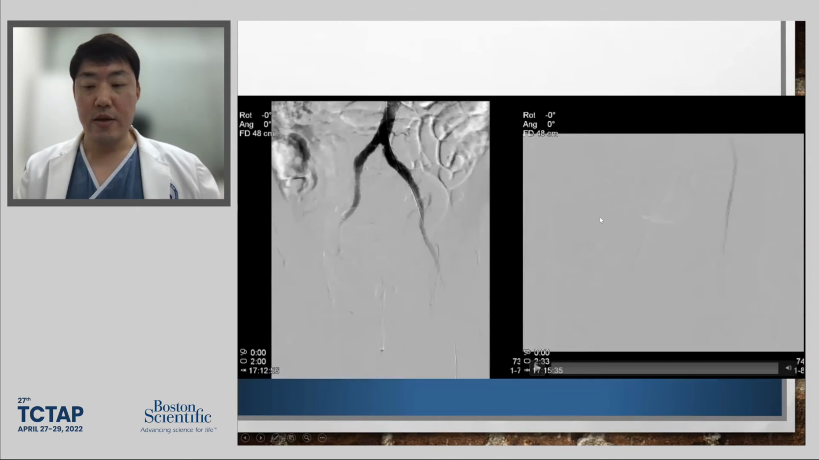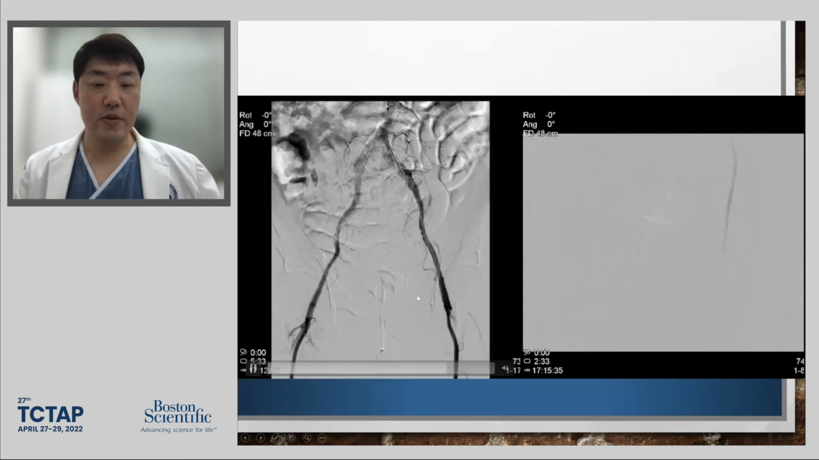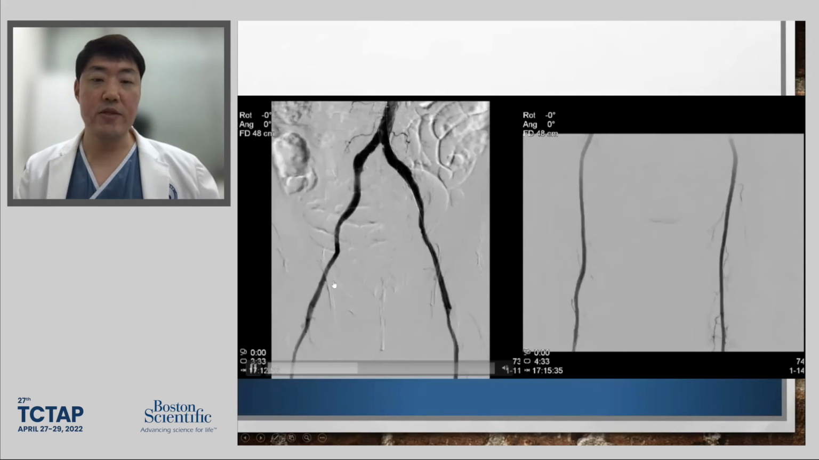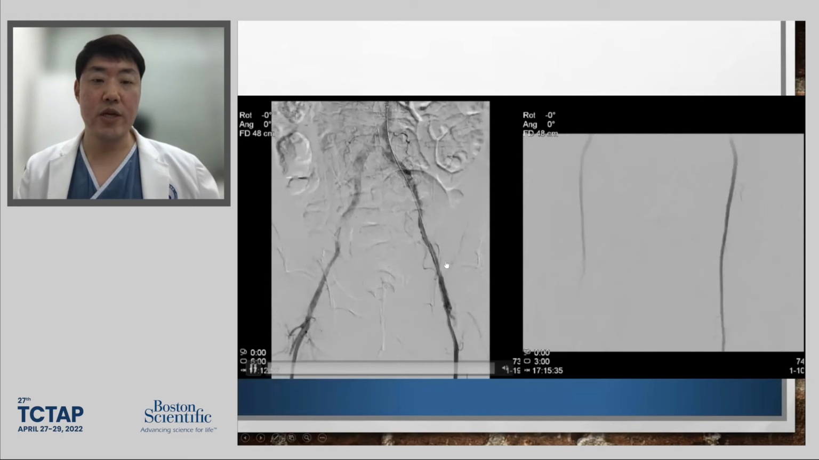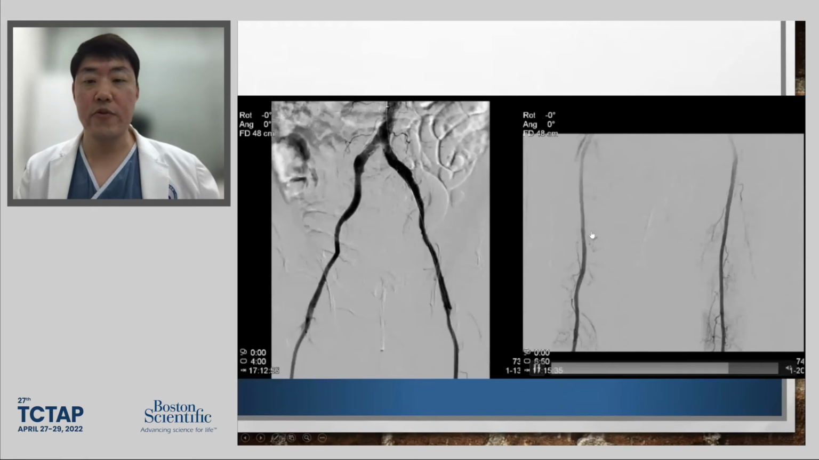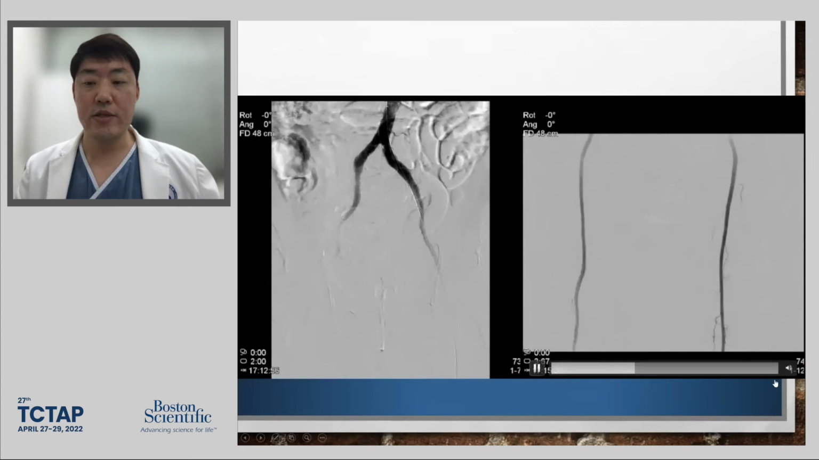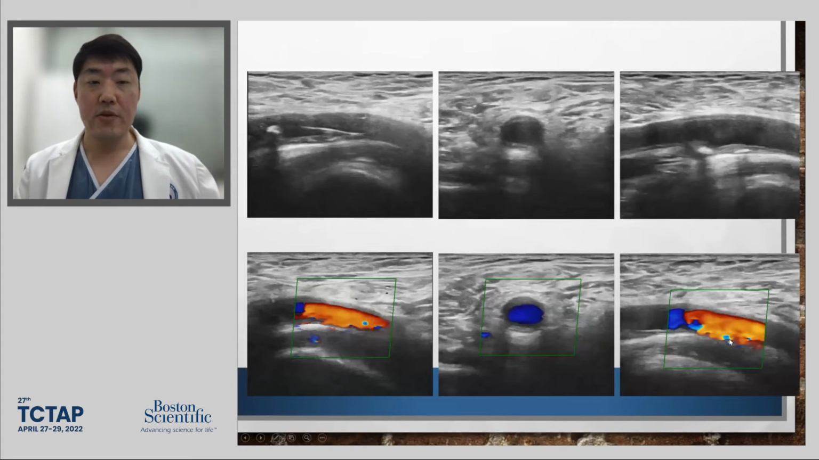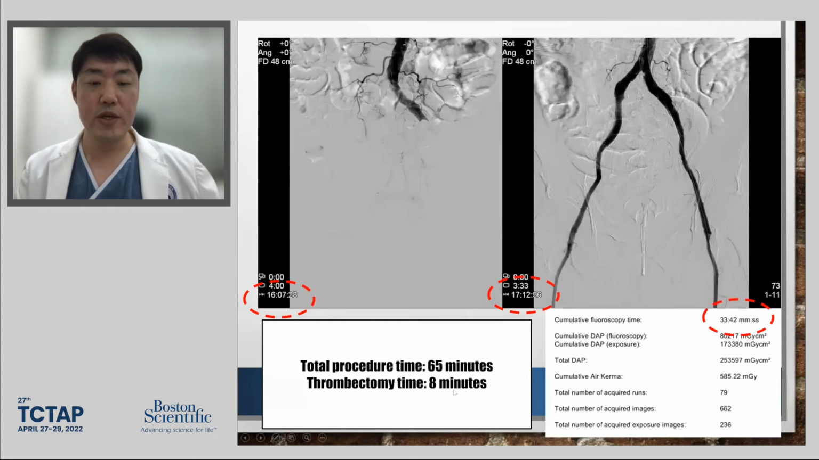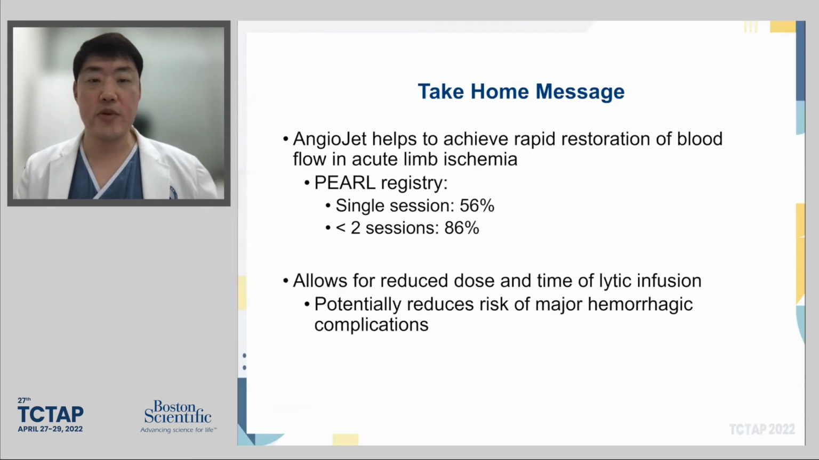And after about 65 minutes, so about 1 hour, I could do recanalization of both iliofemoral arteries through just one axis. And you can see both femoral arteries are now open. So total procedure time, 65 minutes. Thrombectomy time was 8 minutes. Fluoroscopy time was only 33 minutes. So I think this is also one of the advantages of the AngioJet device, that you have 120 centimeters of whole length and a very small French compared to the other thrombectomy devices.